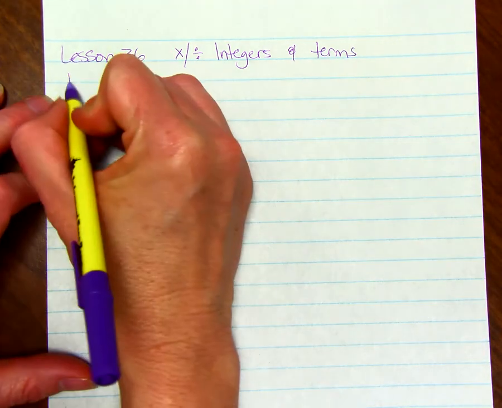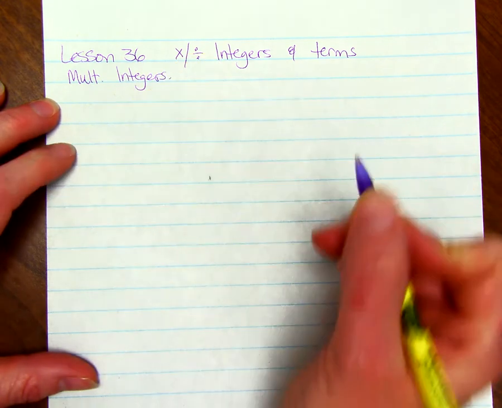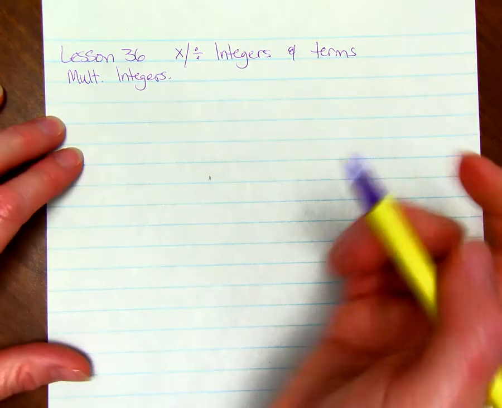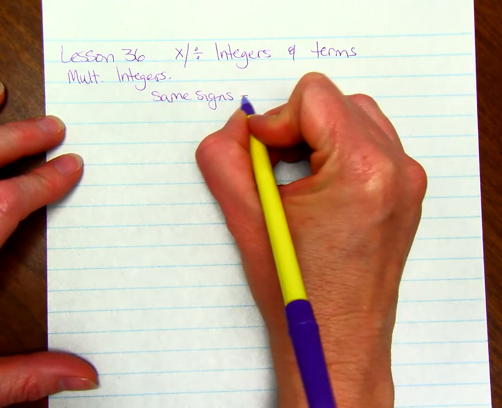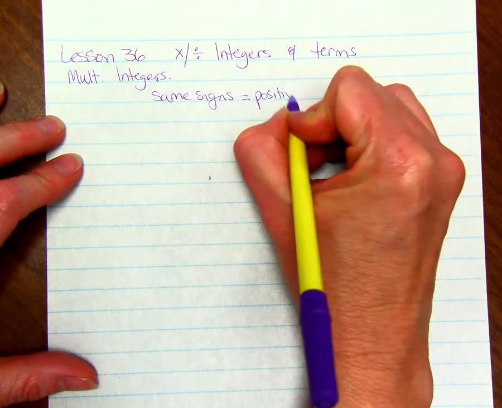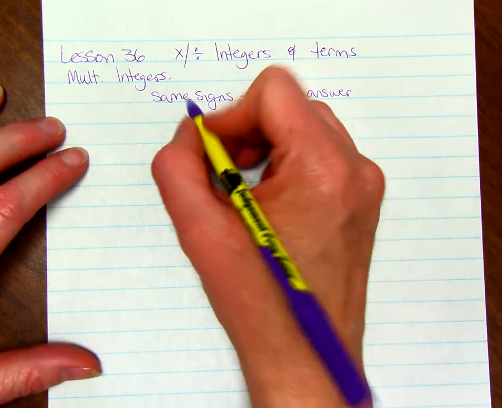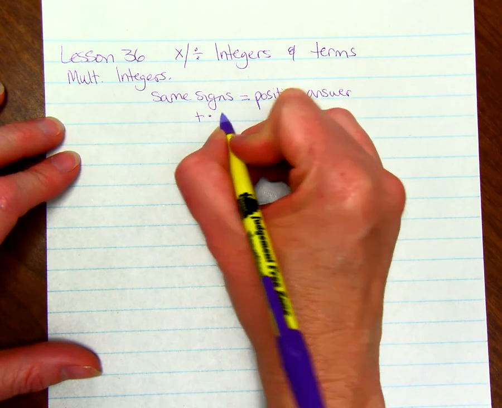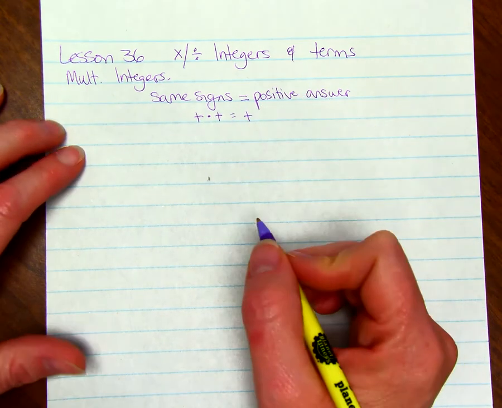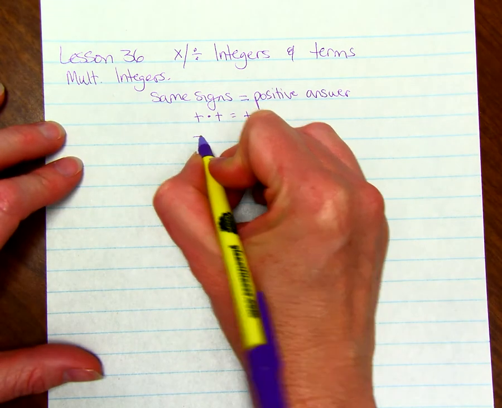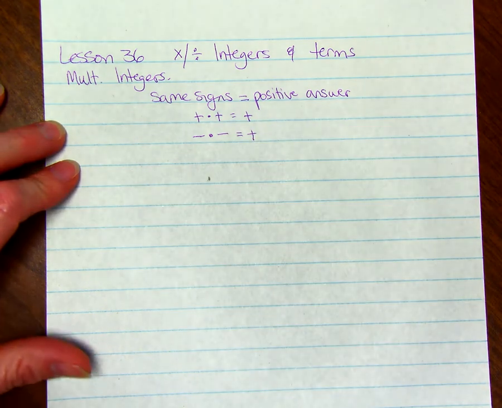So when we multiply integers, you have to remember that if the two numbers you're multiplying have the same signs, then you're going to have a positive answer, or a positive product. So if you have a positive number times another positive number, you'll get a positive product. If you have a negative number times a negative number, you'll get a positive product.